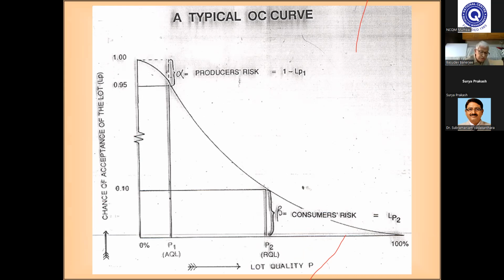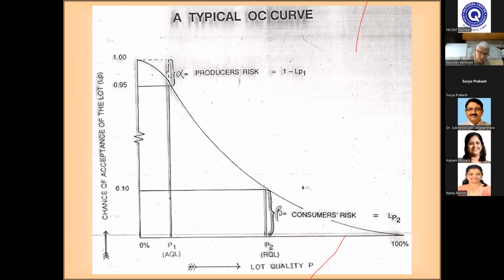Now let us say consumer's risk. This is the chance of acceptance of a bad lot. This is the maximum chance of acceptance, taken as the consumer's risk or LP2, the rejectable quality. Beyond that, everything is bad. There is a chance of acceptance of a bad, defective lot, and the maximum is taken as 10%. So this is a typical OC curve.